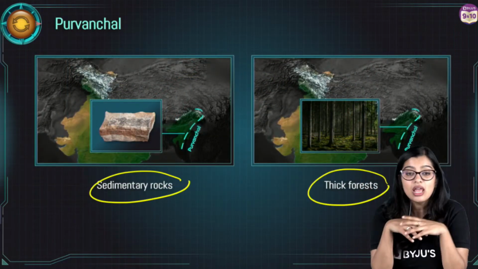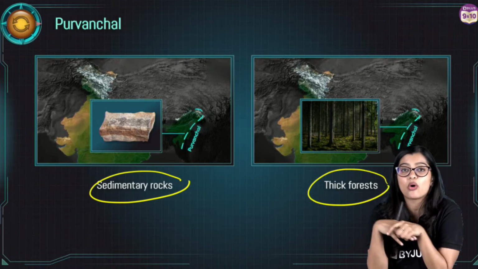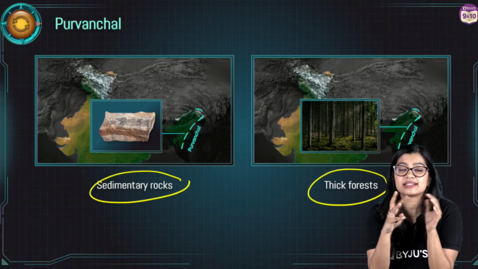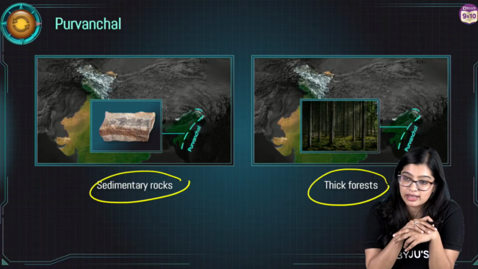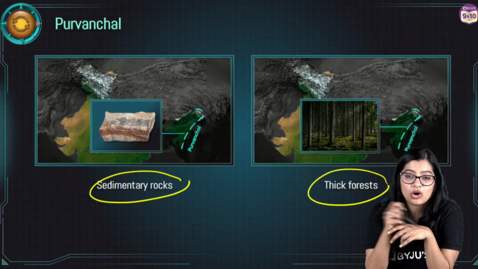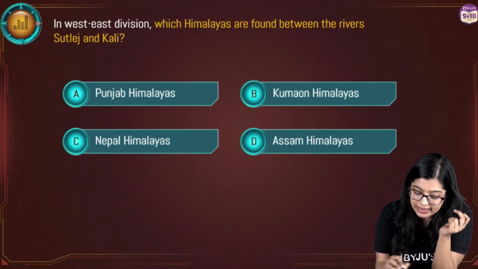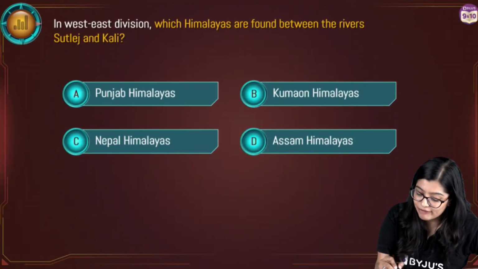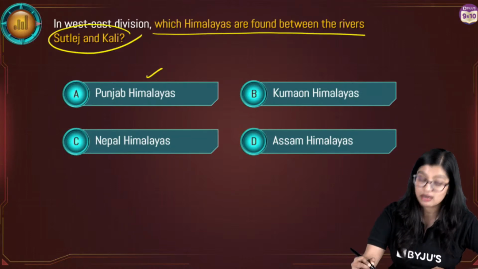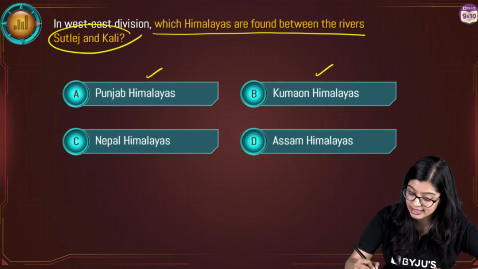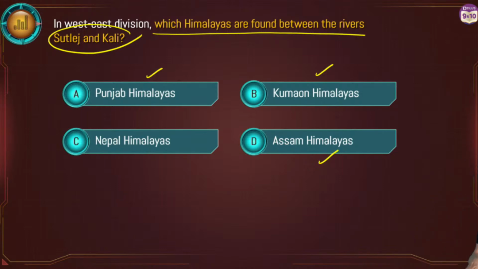Yes? Now I know. Everybody, ma'am, fold mountains are growing now also. They are growing. They are still growing. Especially the Himalayas, they are structurally unstable, right? So here we see that they are still growing here. Okay. So now, of course, we will move on to the next question, everybody. In the East-West division, which Himalayas are found between Satluj and Kali rivers? Is it our Punjab Himalayas, Kumaon Himalayas, Nepal Himalayas or Assam Himalayas? Very quickly everybody, give me the answer.